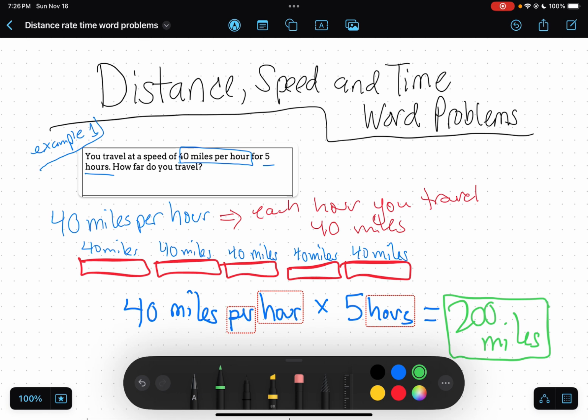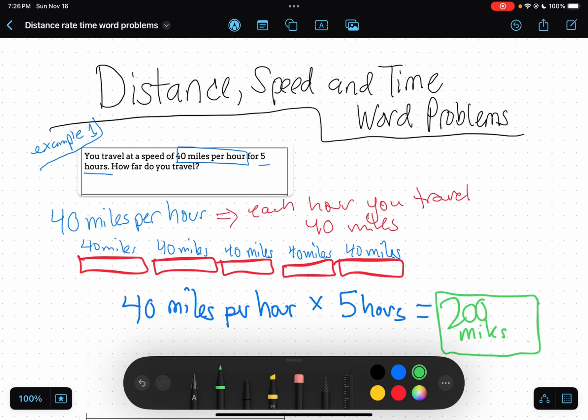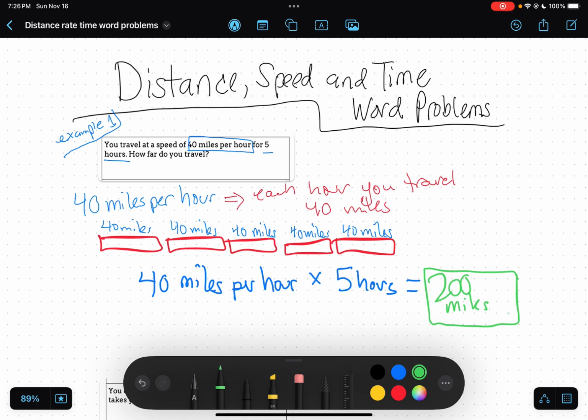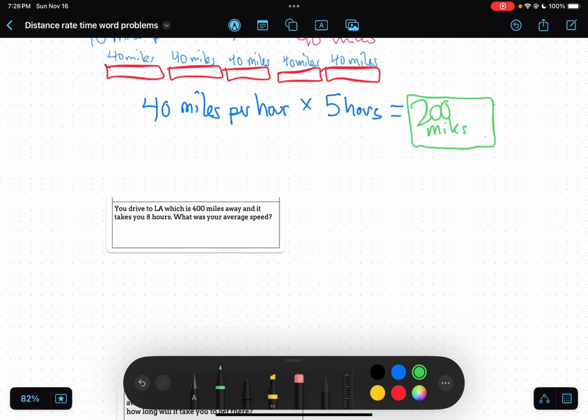So for all the word problems we're going to work on in this unit, keep track of your units as you go so that you can understand what units your final answer should be in. So it's asking us the distance I travel. So my final answer should be 200 miles. That will be my distance. Okay, we're going to do a couple more examples, and each one will be solved differently, but I want you to think of shortcuts as we go through them.